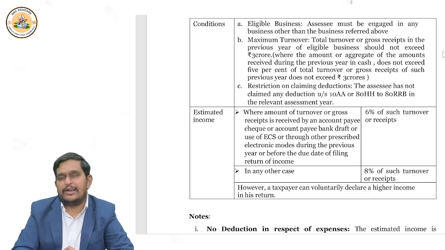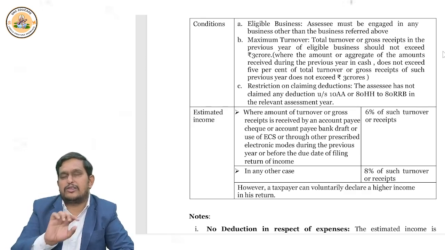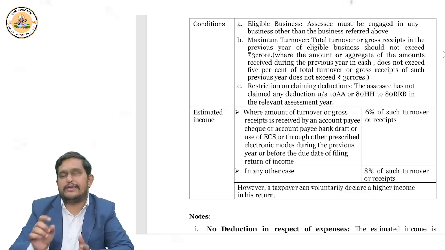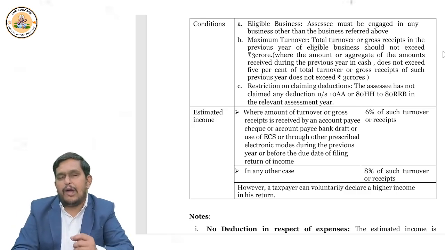And then finally, I wanted to tell you how we will estimate income. If it is received through account payee cheque, demand draft, or electronic mode, it is 6% of your turnover. Other types of turnover, like turnover in cash, bearer cheque, or crossed cheque which is not account payee, 8% of turnover is your income. And if you want to declare higher income, obviously you are allowed to declare higher income also.